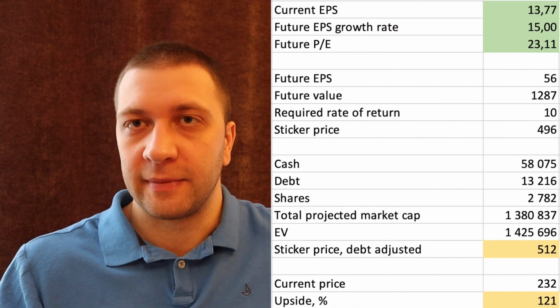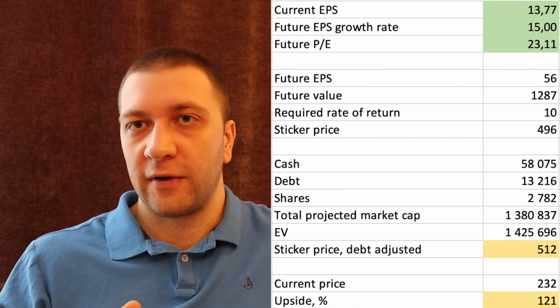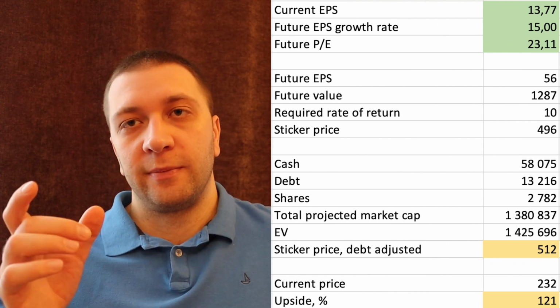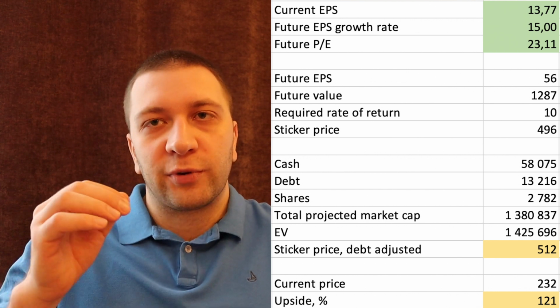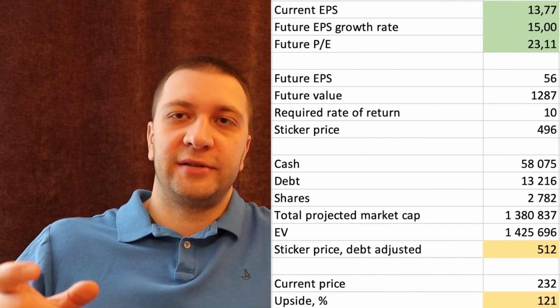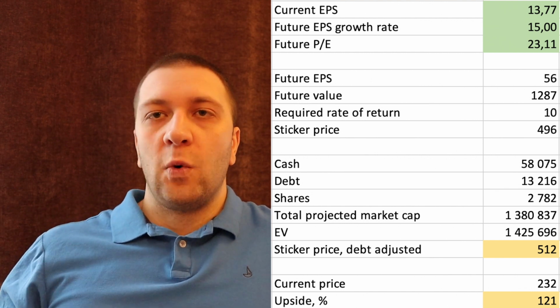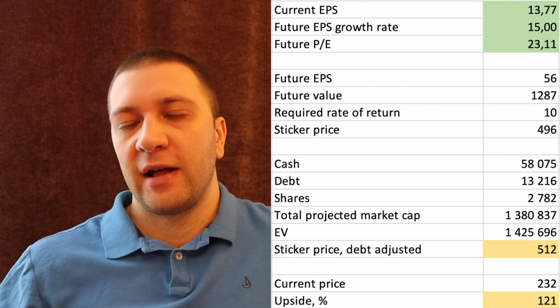Okay, to summarize things up. First, we need to take the earnings per share, trailing 12 months of earnings. Then we need to take the future price to earnings, and we need the growth rate. So we project earnings per share growth rate into the future. We discount it back to today using the required rate of return. We get the fair value. We adjust it for debt, net debt, and we get the fair value of the stock.